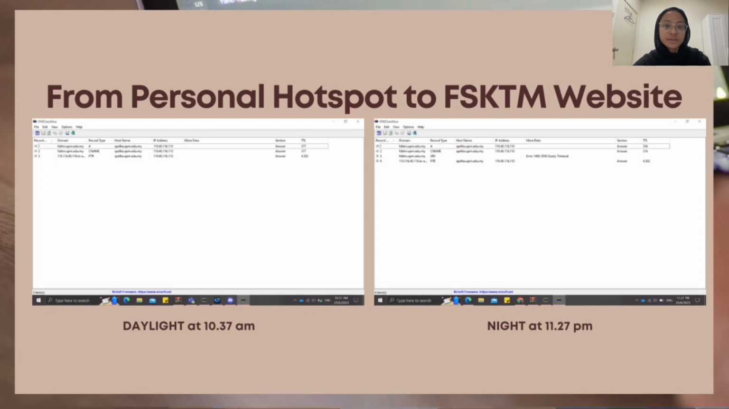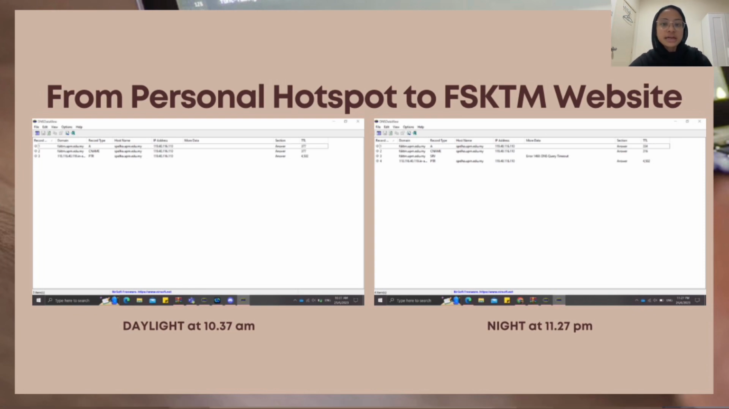Last but not least, we managed to use a personal hotspot to access the FSKTM website at 10:37 a.m. and 11:27 p.m. According to this figure shown, the results showed 3 and 4 domains respectively that view their DNS information along with different record types but with the same host name and data in each specific time. Also, in the recorded data, we could see that all domains have the same host name and IP address, but with a different type of record.